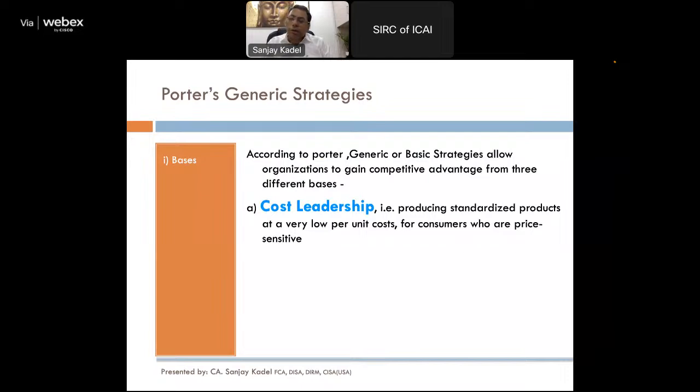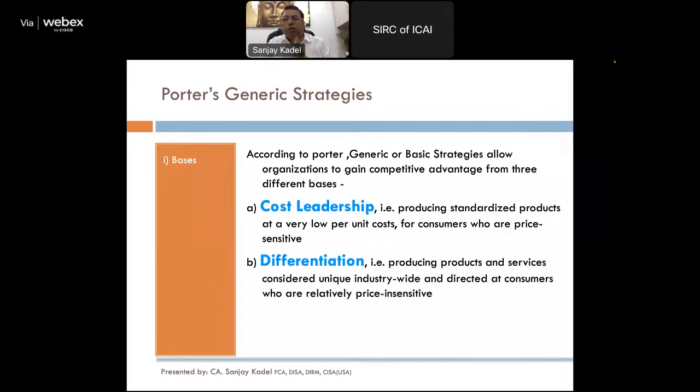What is the second type of strategy? Can you recall? The second type of strategy is differentiation strategy. That is producing products and services which are considered unique, industry wide, and directed at consumers who are price insensitive. Okay. So these two concepts we have already seen and understood as part of competitive advantage discussion.